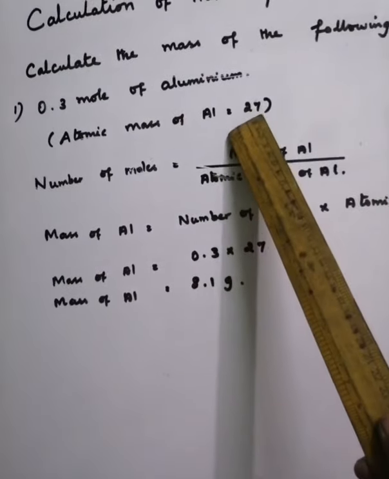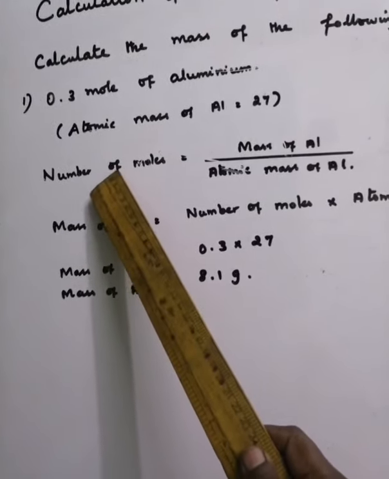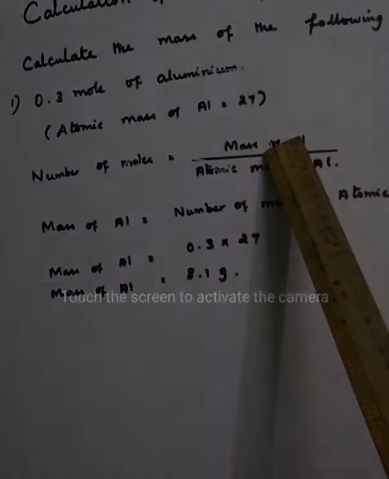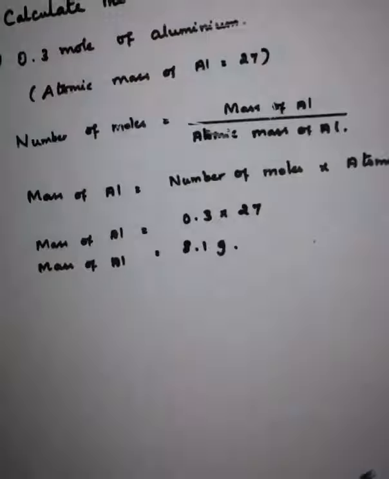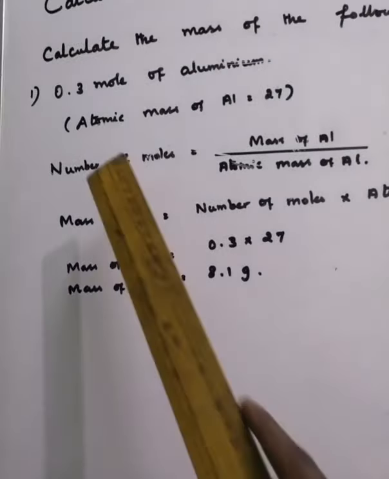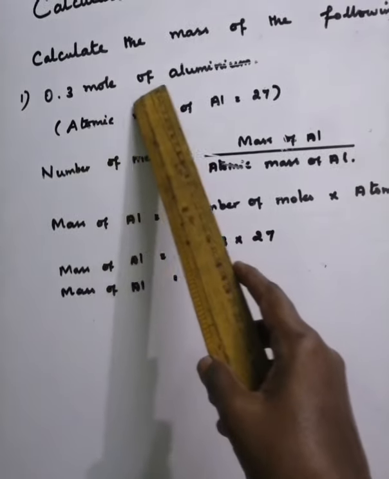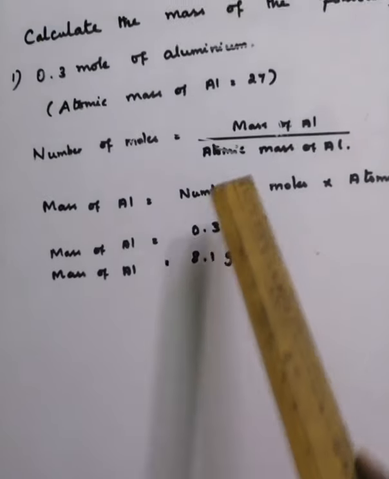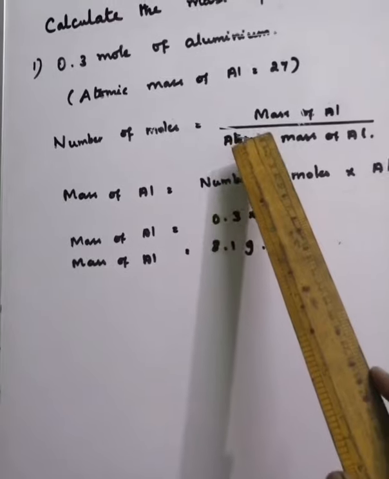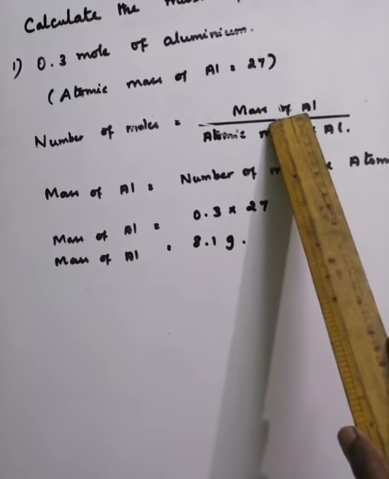Atomic mass of aluminium is also given in the problem as 27. Now you see the formula. What we know is number of moles is equal to mass of aluminium divided by atomic mass of aluminium. As per the problem, number of moles is 0.3 moles of aluminium. Atomic mass of aluminium is 27. So, these two data we know. We are going to find out the mass of aluminium.